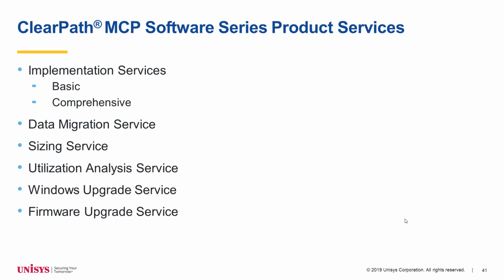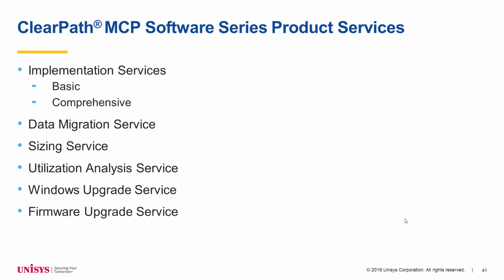The utilization analysis service looks at your system, looks at its utilization, that's the CPU, the memory, the I/O, and its configuration, and we make recommendations about how best to maybe modify the environment or to utilize the system.